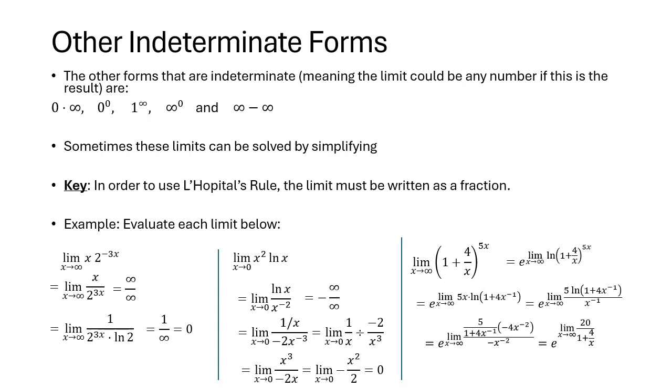Plugging in infinity, we get 4 divided by infinity is 0, meaning we have 20 divided by 1, which results in e to the 20, which is our final answer.